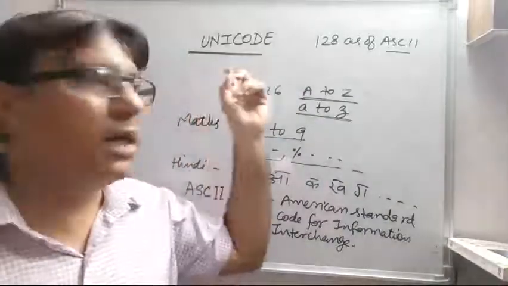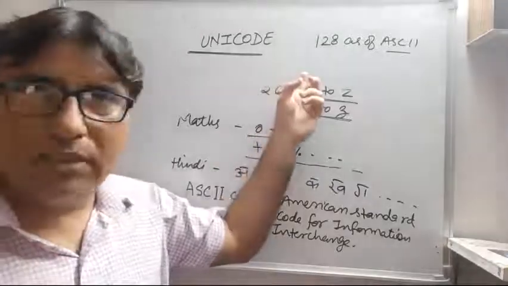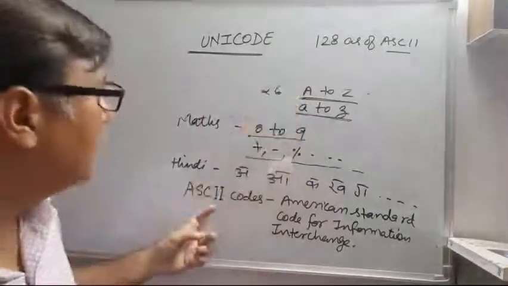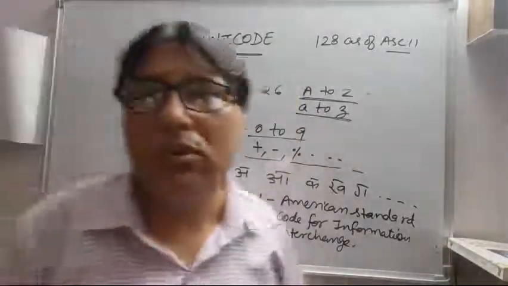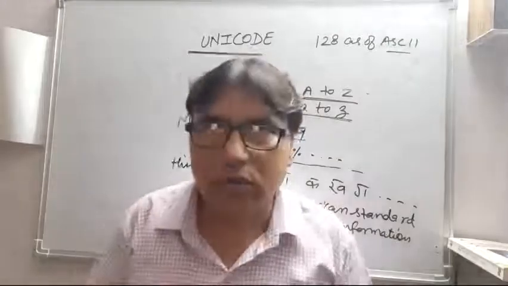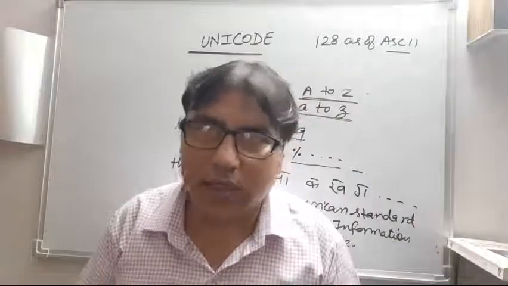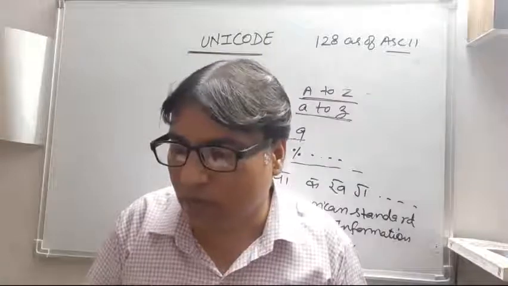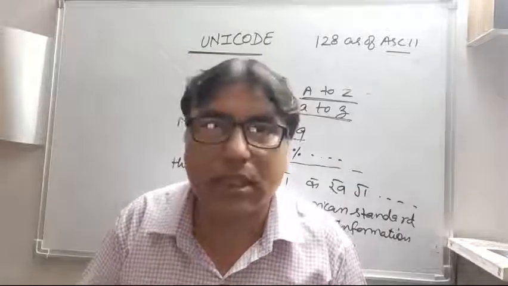Okay, so this is the introduction of values and variables and ASCII codes and Unicode. Rest we'll move on with this chapter in future lectures. I will explain what the Java tokens are and all these.